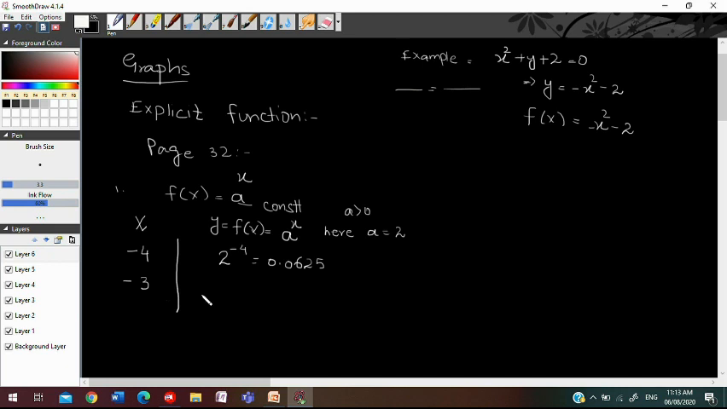For minus 3, 2 power minus 3 is equal to 0.125. Similarly, for minus 1, 2 power minus 1 is equal to 0.5, which means 1 by 2, that is 0.5. Then for 0, what do we have? 2 power 0 is equal to 1.